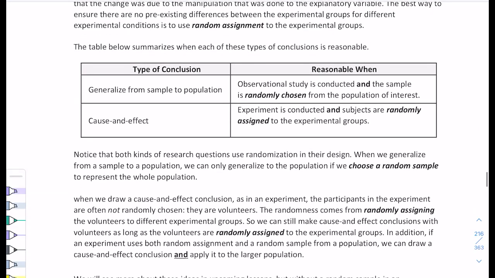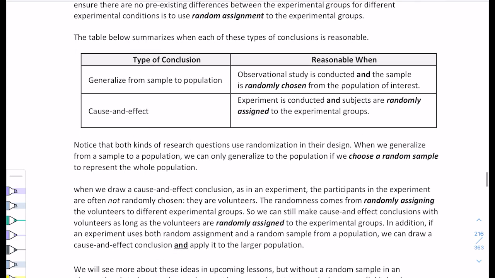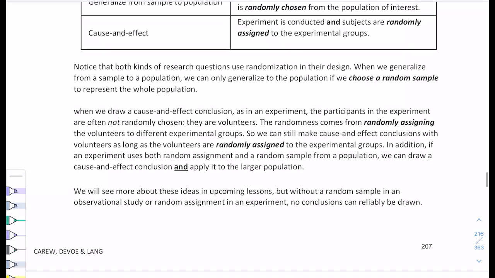The table summarizes when each of the types of conclusions is reasonable, so you can read through that. I am going to highlight some things here that are very important. One of them is what I just talked about. Randomness comes from randomly assigning the volunteers to different experimental groups, so that we can make a cause and effect conclusion with volunteers, as long as the volunteers are randomly assigned to the experimental groups.